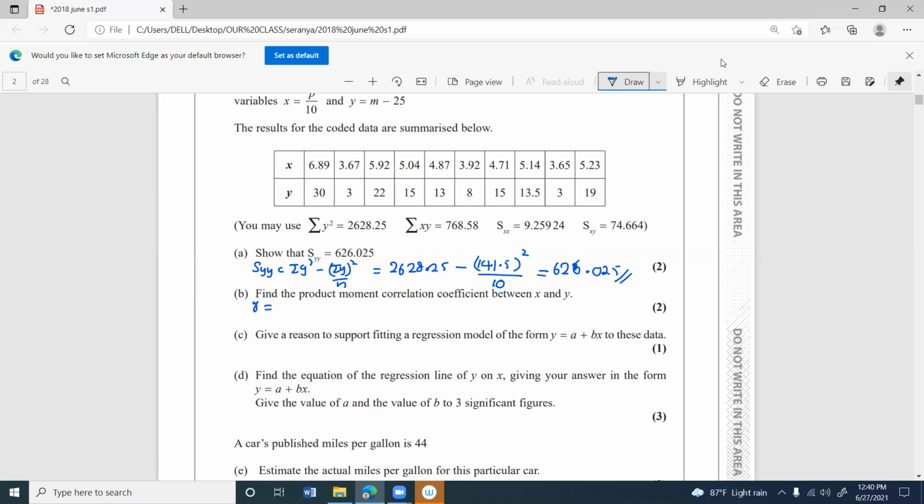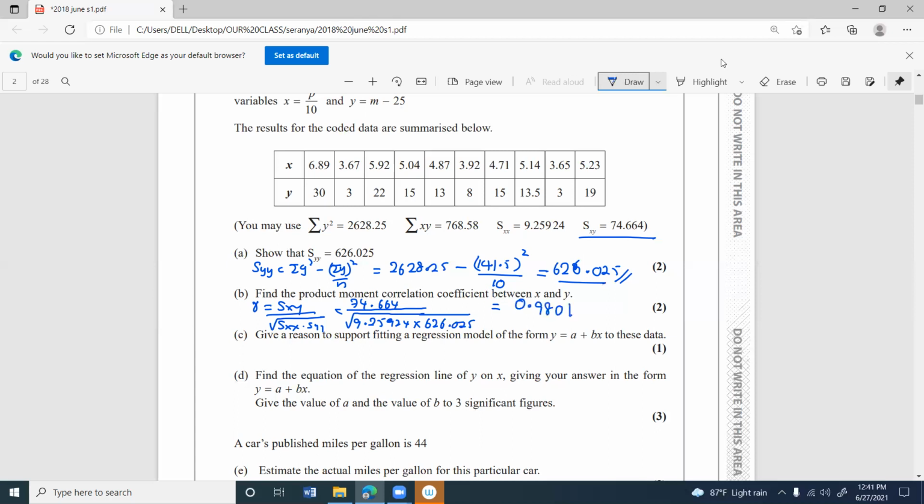We know that the formula for r is SXY divided by the square root of SXX into SYY. The SXY value is already given here: 74.664 divided by the square root of SXX, which is 9.25924, into, we already found this answer, 626.025. This square root comes over the whole thing. So it turns out to be 74.664 divided by the square root of 9.2592 into 626.025. Then the answer becomes 0.980.